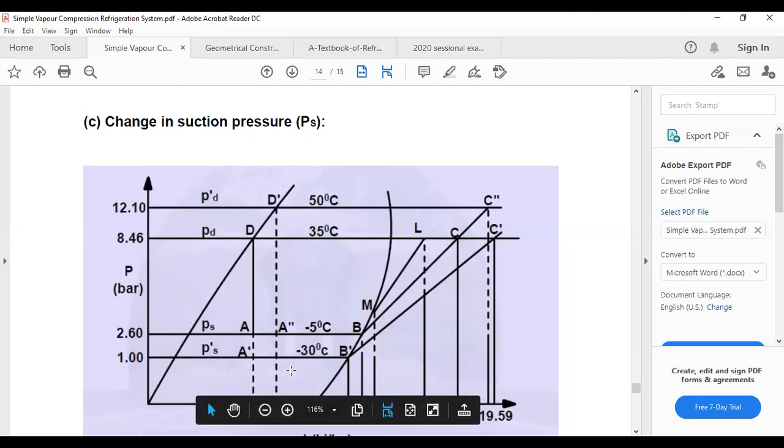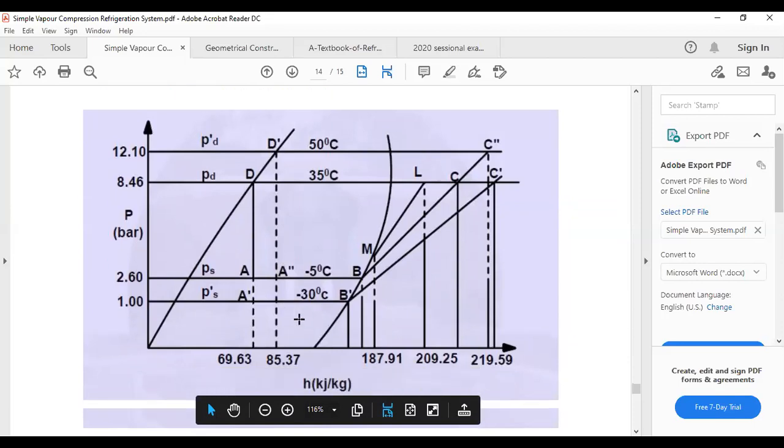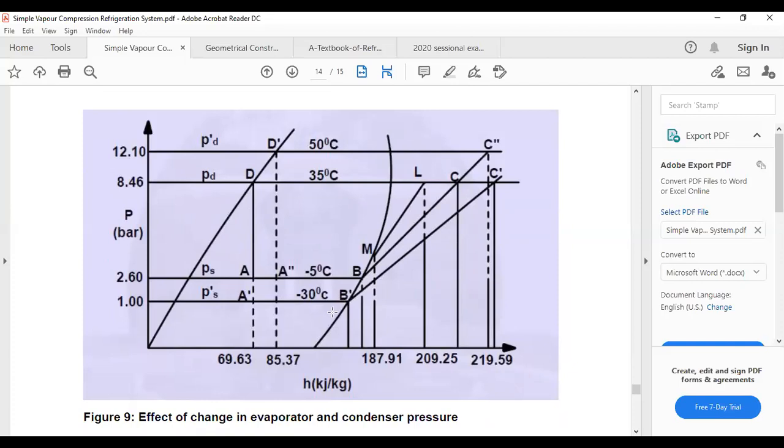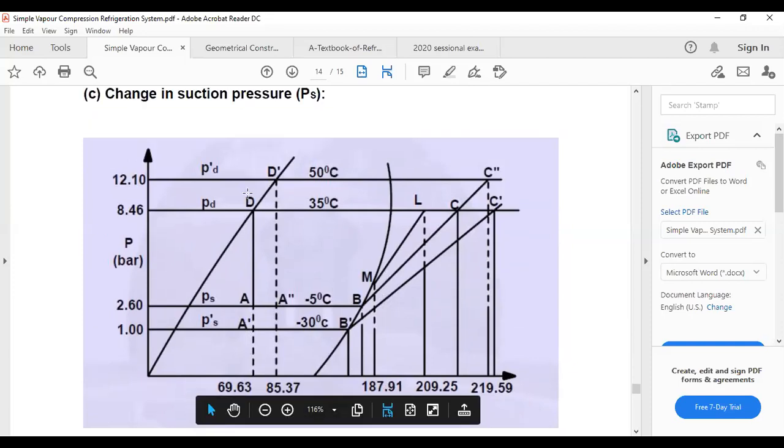There is a decrease because this point has now reduced. You can see where B is and where B prime is. Even if you maintain A, B has gone in. So the amount of energy extracted in AB is greater than the amount of energy you get from A prime and B prime. So what happens when we increase the discharge pressure?